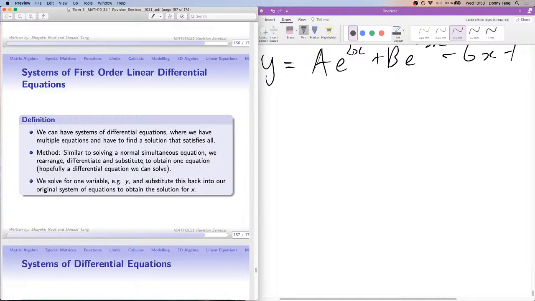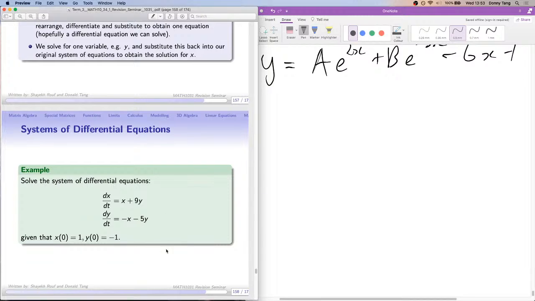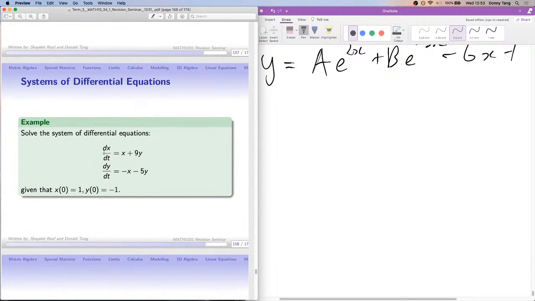The method, similar to solving a normal simultaneous equation: we rearrange, differentiate, substitute to obtain one equation, hopefully a differential equation we can solve, and then solve for one variable. Once you find y, substitute this back into our original system of equations to obtain the solution for x. So here is an example.